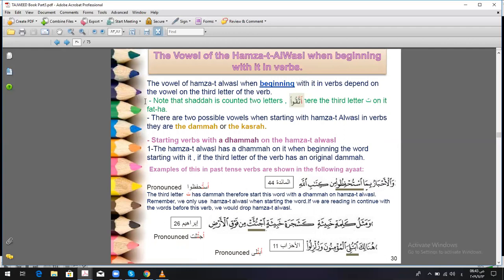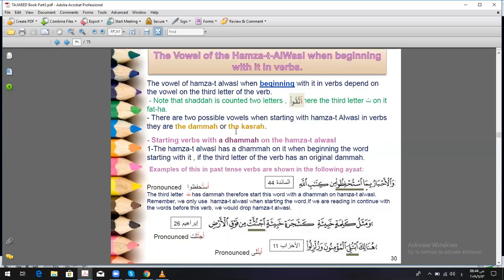Okay, Nuran, we start to learn the vowel of Hamzat al-Wasl when beginning with it in a verb. First point: the vowel of Hamzat al-Wasl when beginning a verb depends on the vowel on the third letter of the verb. So note the shadda, continue from two letters. اتقوا: here the third letter, ta, has a fatha.